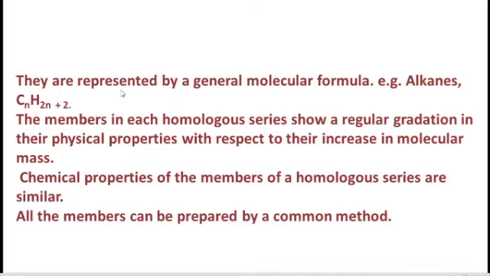First one, they are represented by a general molecular formula. Example, alkanes. Formula is CnH2n plus 2. The members in each homologous series show a regular gradation in their physical properties with respect to their increase in molecular mass. So, chemical properties of the members of a homologous series are similar. All the members can be prepared by a common method only.